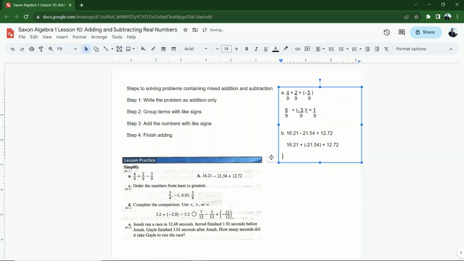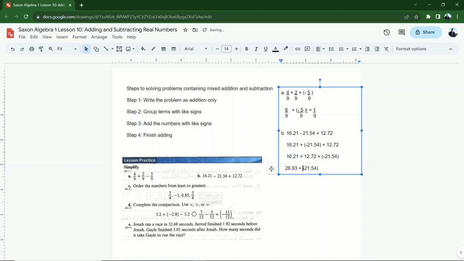Next, I'm going to group terms with like signs. 16.21 is positive, plus 12.72 is positive, plus the opposite of 21.54. That's the only negative term. Now I'm going to add numbers with like terms. I could do this with long addition, but I just see that when I add these, it's going to add to a really easy number, 28.93 plus the opposite of 21.54.